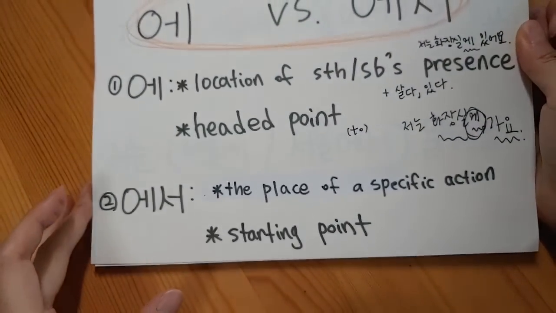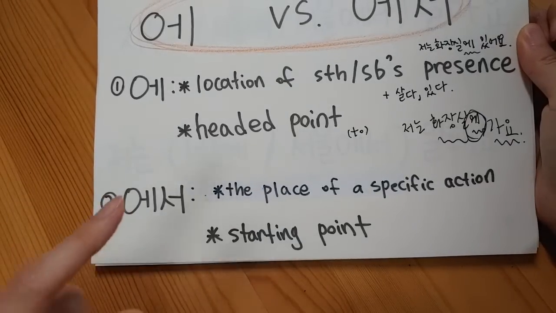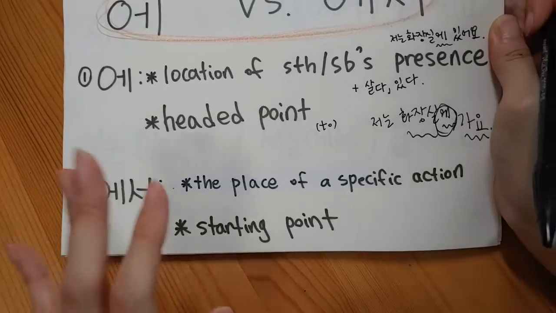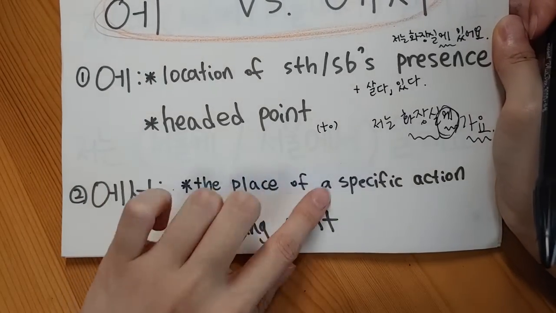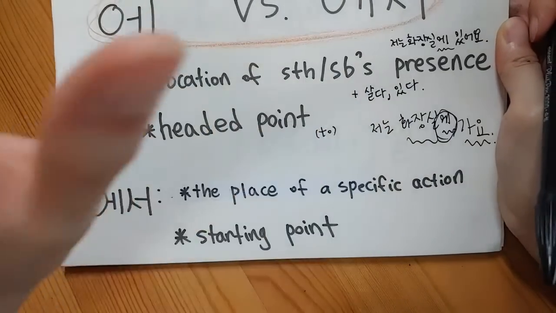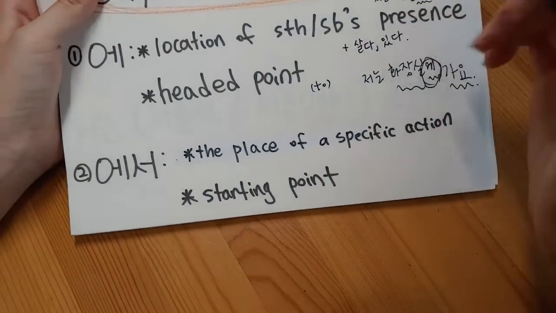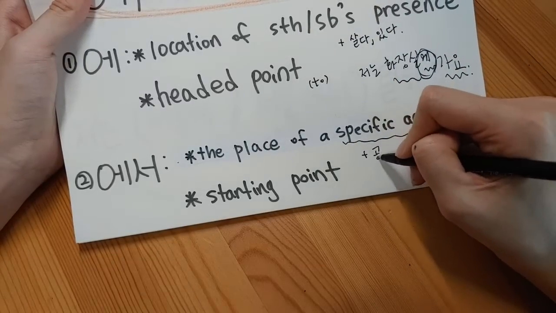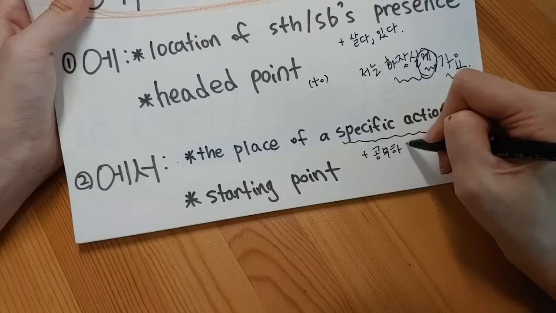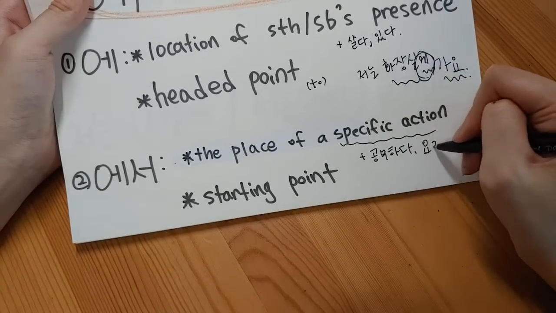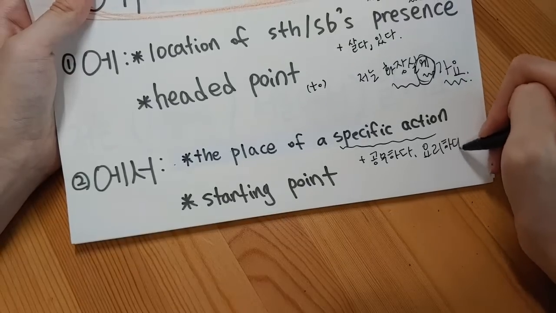And 에서 can also be used to mean at or in, like 에, but the difference is that it indicates the place of a specific action, not just the general presence of something or someone. So there can be a lot of verbs that can follow, like 공부하다, right? Which means to study, or 요리하다, which means to cook.